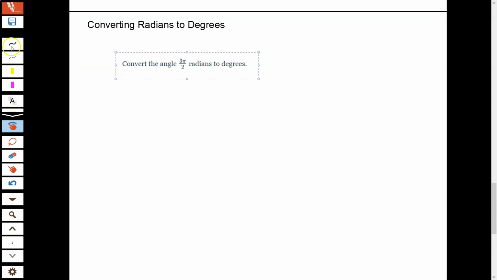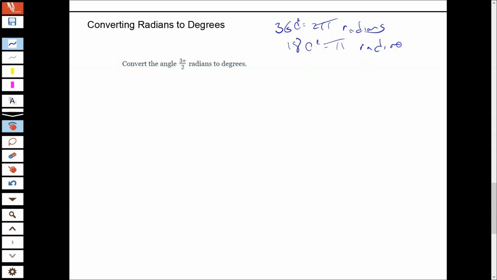We're going to use the fact, and you can use whichever one you want, that 360 degrees equals 2 pi radians. Or you can use the simplified reduced version, which makes your numbers a little bit smaller right off the bat: 180 degrees is pi radians. So we have 3 pi over 2 radians.